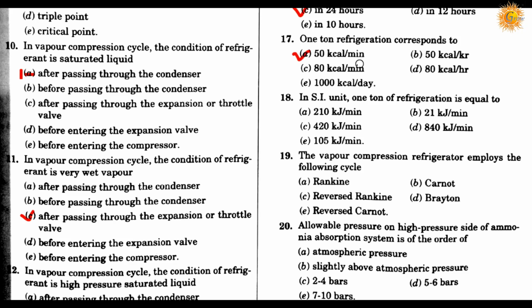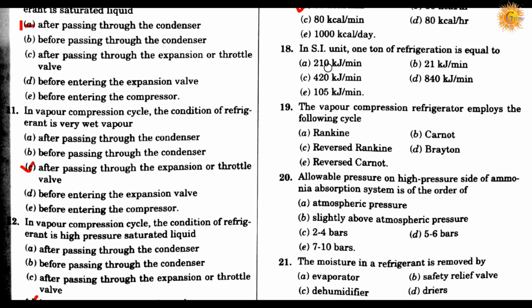Question number 18. In SI unit, 1 ton of refrigeration is equal to option A, 210 kilojoule per minute. Option B, 21 kilojoule per minute. Option C, 420 kilojoule per minute. Option D, 840 kilojoule per minute. Option E, 105 kilojoule per minute. So the correct answer is A. It's 210 kilojoule per minute.